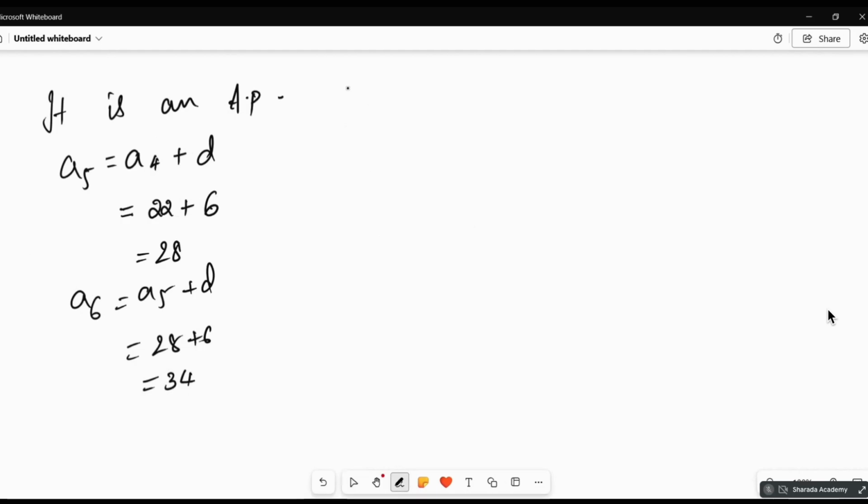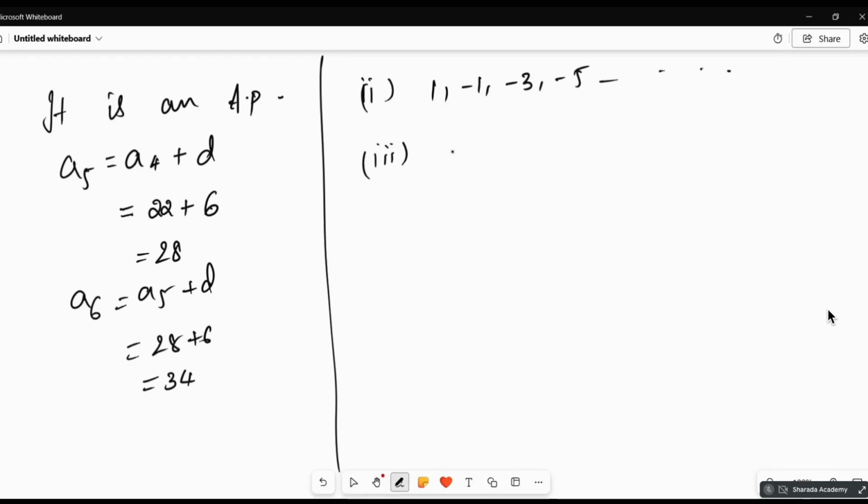Next, try the second one and third one, everyone. We don't know whether it's an AP or not. You have to find out, and if it is an AP, then find the next two terms. These two, check.